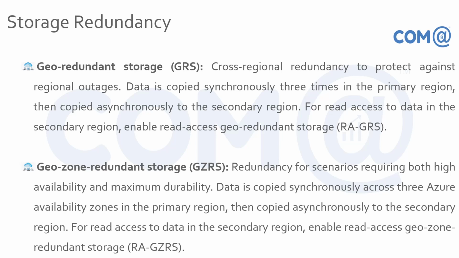And geo zone redundant storage is a new redundancy type that is being introduced. It is for scenarios requiring both high availability and maximum durability. In this, data is copied synchronously across three availability zones in the primary region and then copied asynchronously to the secondary region. For read access to the data in the secondary region, enable read access geo zone redundant storage.